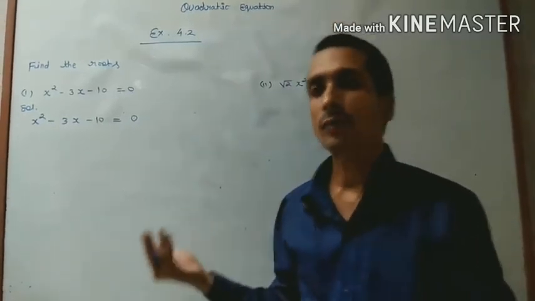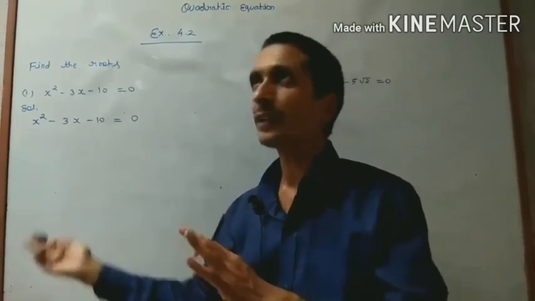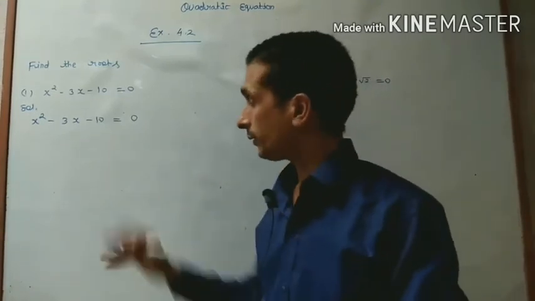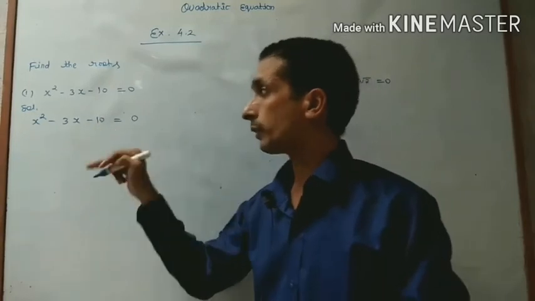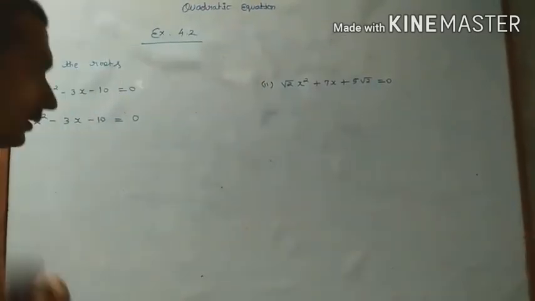And then after that, the middle number you have to break in such a way that multiplying gives -10, but after subtracting we will get -3.